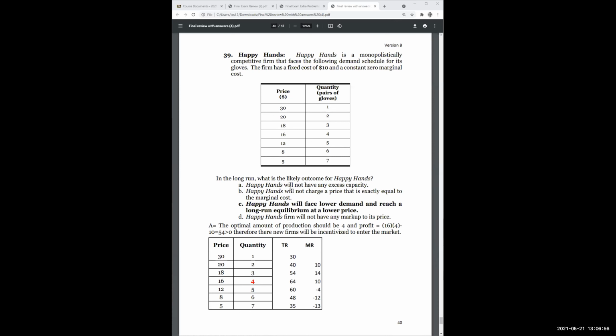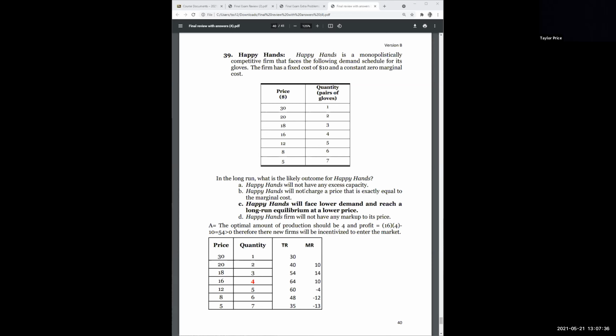What I don't understand though is why is B also not correct? Because I know this is not perfect competition, but in perfect competition, don't they produce where P equals MC equals MR? So this firm is monopolistically competitive and they always produce where P is greater than MC. So here it's saying they will not charge a price that is exactly equal to marginal cost because that's what perfect competition does. So here it's saying they will not do that. So why wouldn't that be right also? Because they always charge P over MC, greater than.